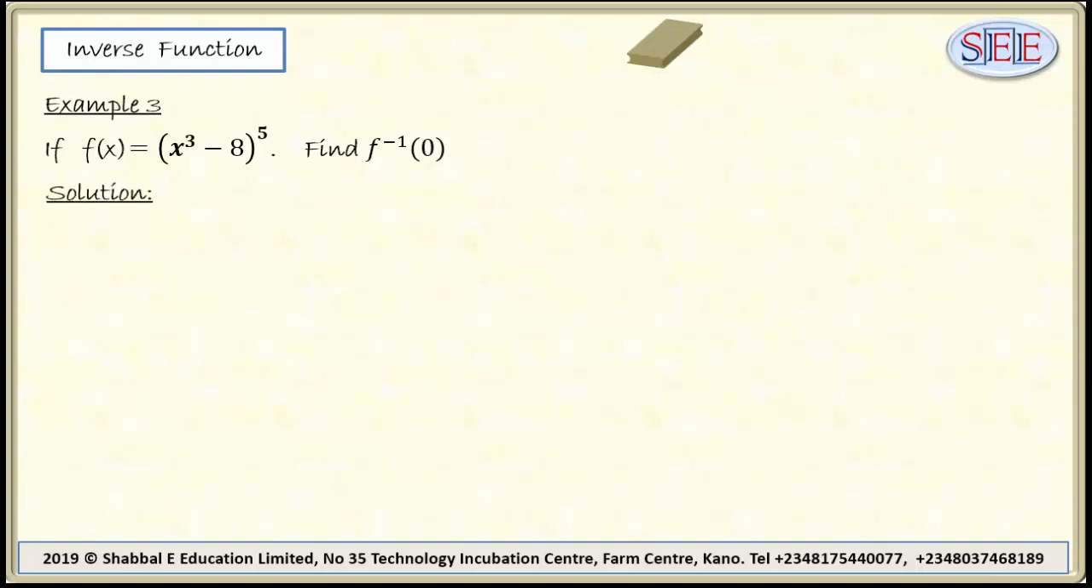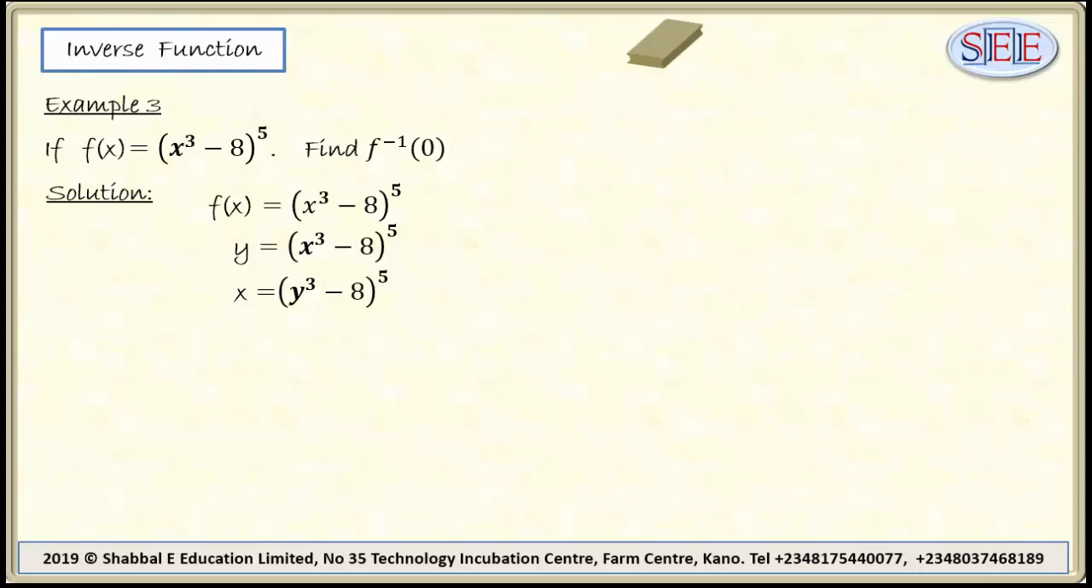Solution to this problem. To answer this question, what we do first is to get the inverse of the function f. So copying the function, f of x equals (x raised to 3 minus 8) everything raised to the power 5. Step number 1, remember, in an attempt to get the inverse, what we simply do first is to replace the f of x by y. Replacing f of x by y gives y equals (x raised to 3 minus 8) everything raised to the power 5. Next, the variables x and y, you interchange them. Interchanging those variables x and y, we now have x equals (y raised to 3 minus 8) everything raised to the power 5.